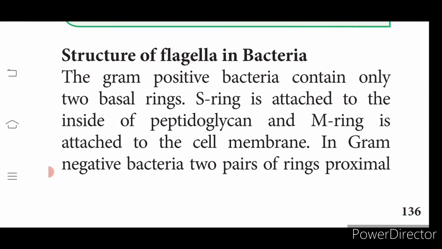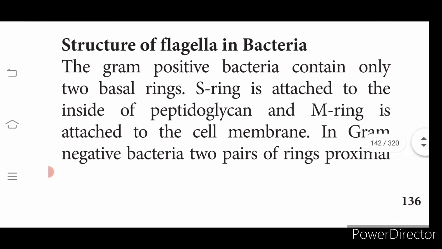Structure of flagella in bacteria. The gram-positive bacteria contain only two basal rings. The S ring is attached to the inside peptidoglycan. What is peptidoglycan? Where is it present? It is present in the cell wall. Then the M ring is attached to the cell membrane. Follow? So in the flagella we have the S ring and the M ring. One ring is attached to the cell wall, the other ring is attached to the cell membrane.